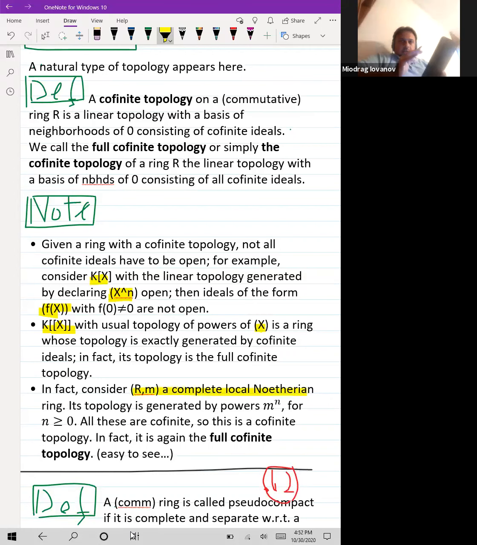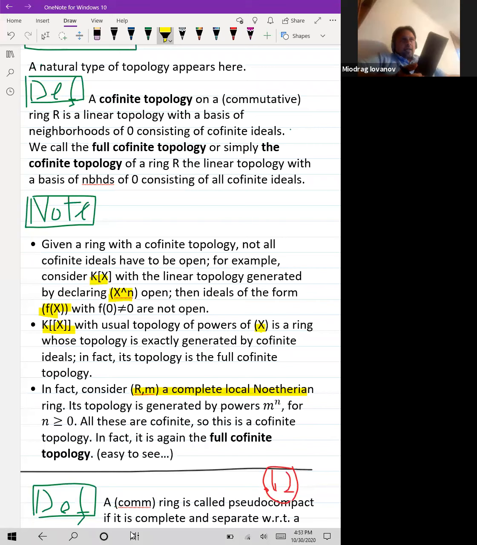And it's a very easy observation that if you consider a complete local Noetherian ring, by this I just mean the usual thing where this is complete with respect to the m-adic topology, its topology is actually generated by powers of m, but powers of m are cofinite here, quite easy to see. So this is actually a cofinite topology. But again, it's not difficult to see that this is the full cofinite topology. The same argument I did before.